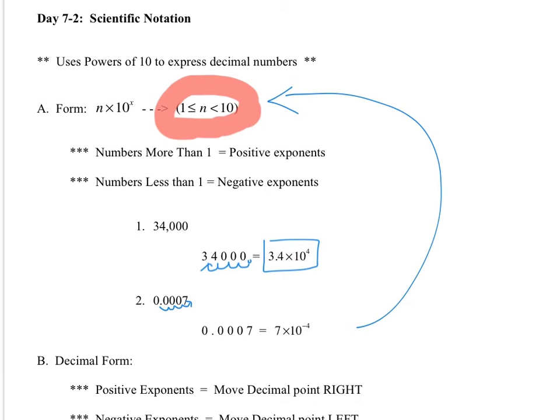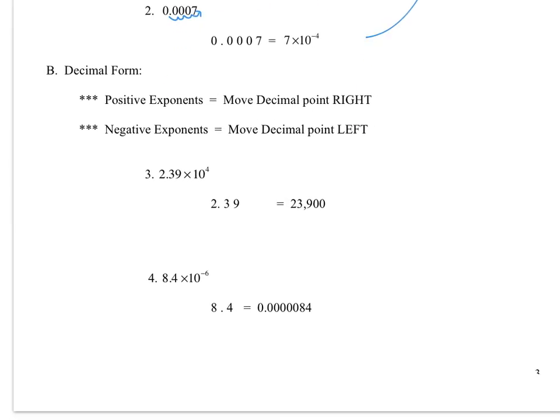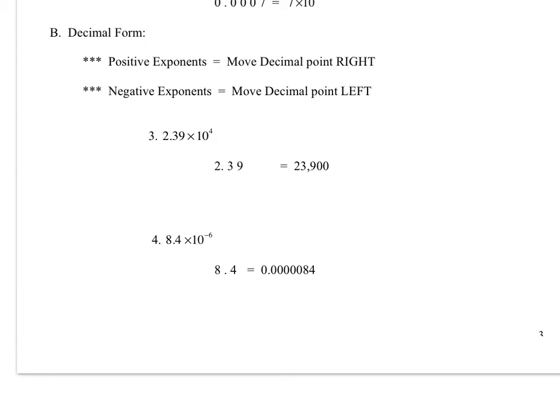All right, let's take a look at what else it has here. Decimal form. Now we're going to go the other way. I'm going to give you the scientific notation, and you're going to give me the decimal form. Positive exponents means you move the decimal point to the right. Negative exponents means you move the decimal point to the left.